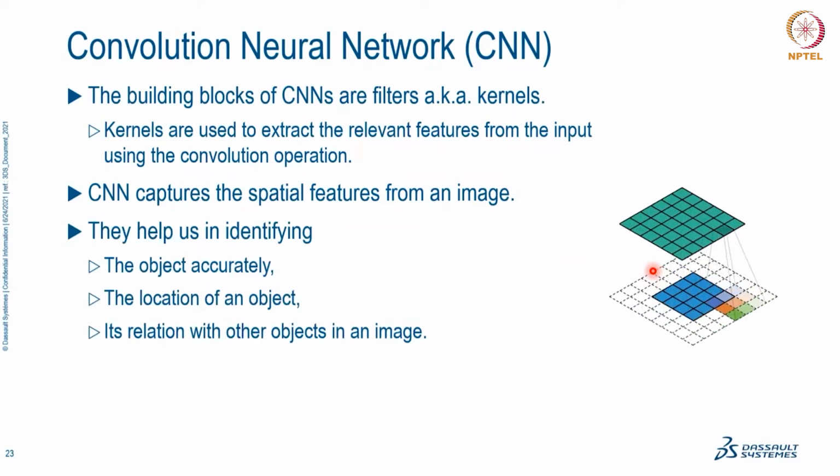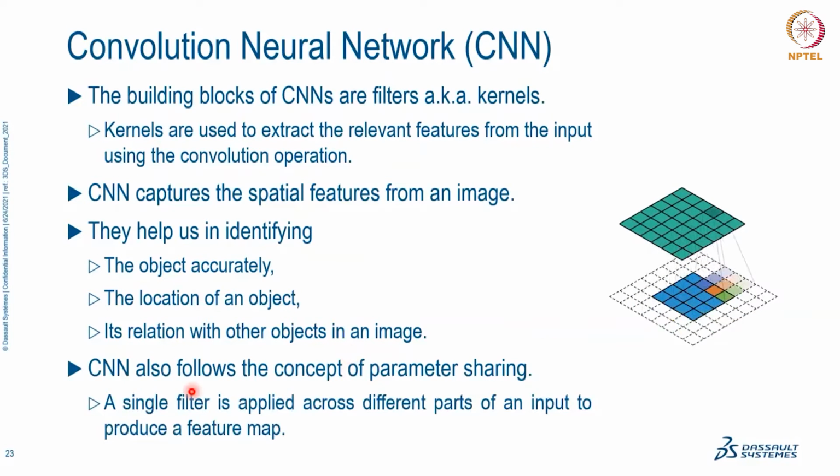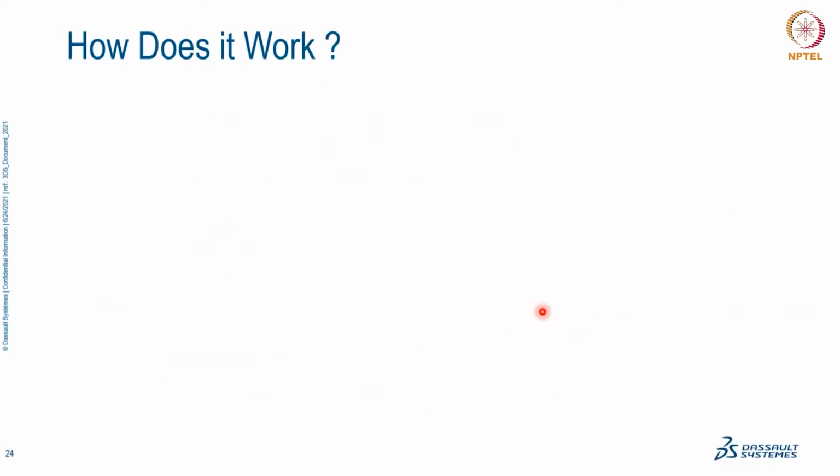The same kernel is passed over the entire image, so you can find the same feature multiple times in the same image if it is available. It helps us identify the object accurately, where it is located, and the relation between the object and the image. It takes care of the surrounding pixels, and we can get an understanding about the relation between that object and this particular image. This follows the concept of parameter sharing: the same filter is applied on the entire image. Even if the feature is present in a different location of the image, we will be able to identify it in that location as well. And this produces a feature map. What a feature map is, we'll come to shortly.